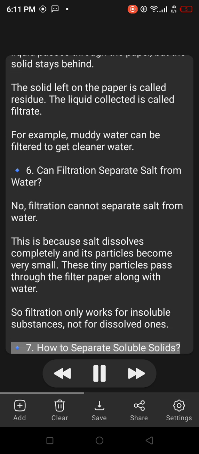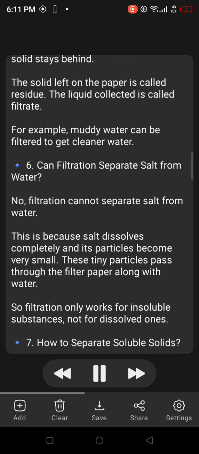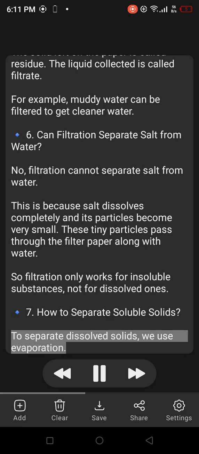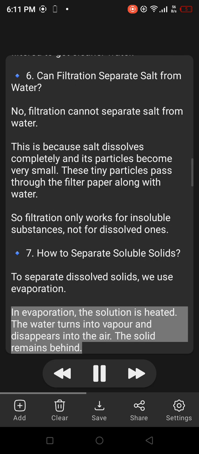7. How to separate soluble solids? To separate dissolved solids, we use evaporation. In evaporation, the solution is heated. The water turns into vapor and disappears into the air. The solid remains behind.